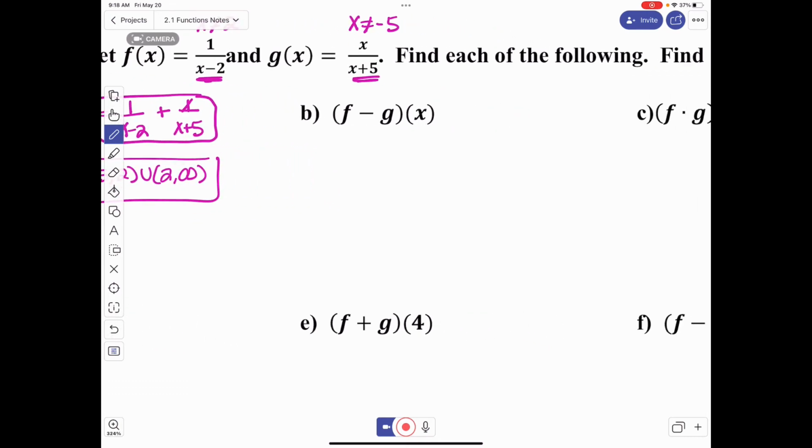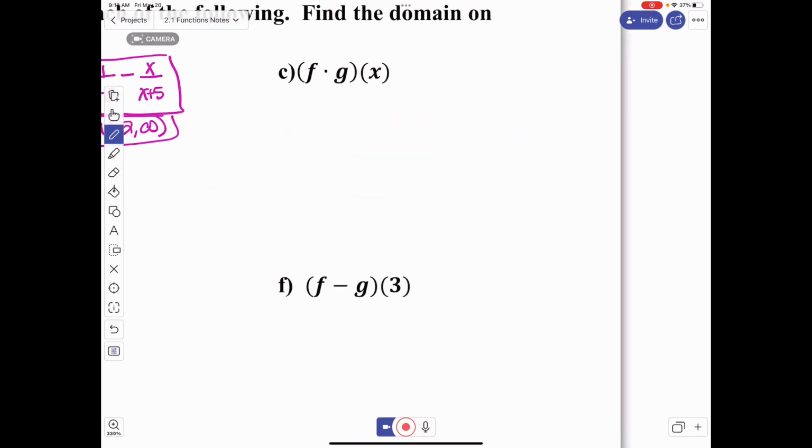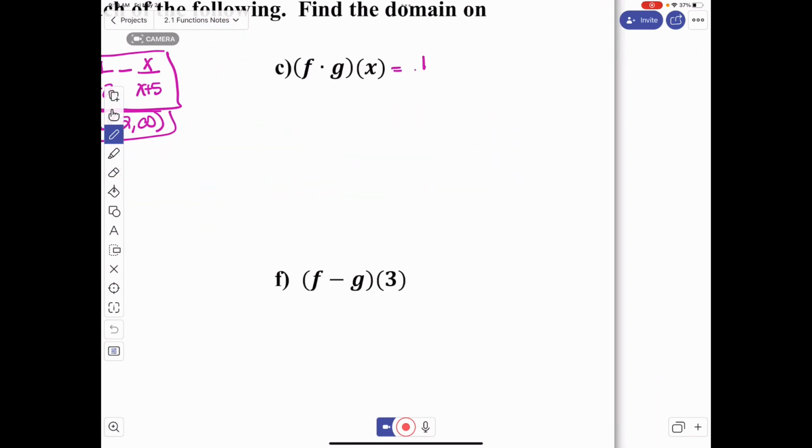Okay, subtraction, f minus g of x. So again, 1 over x minus 2 minus x over x plus 5. Okay, so there's my answer. Nothing really changed there, so my domain is still going to be like it was on A, negative infinity to -5, union -5 to 2, union 2 to infinity. So there's my domain.